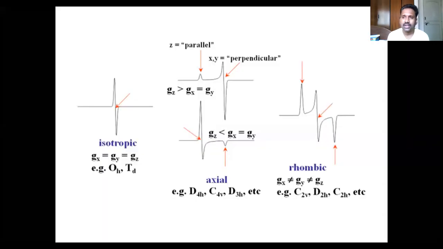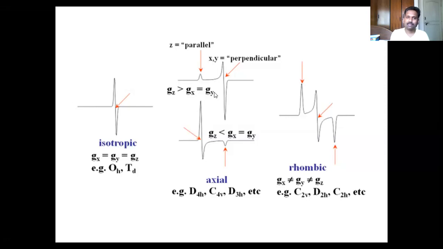Yes. So you look at these pictures, and when there is isotropy in the field, you have the CFT, basically in the crystal field, a single g value in the spectrum, because Gx is equal to Gy is equal to Gz. Examples are octahedral and tetrahedral symmetries.